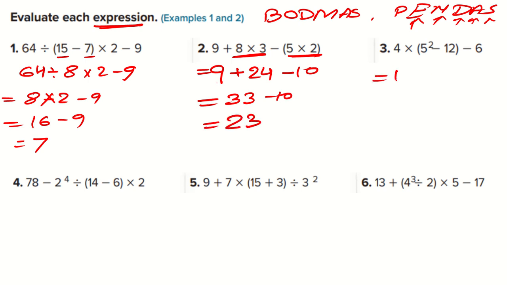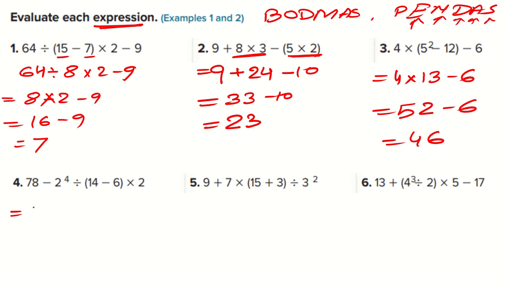Another one is 4 multiply this bracket 25. 5 square will be 25, and 25 minus 12, it will be 13 minus 6. 13 multiply 4 is 52 minus 6. 52 minus 6 will be 46.